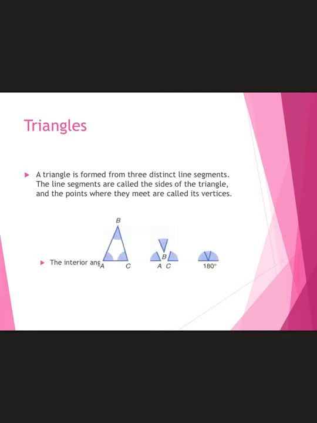So looking at triangles, a triangle is formed from three distinct line segments. The line segments are called the sides of the triangle, and the points where they meet are called vertices. So here we have interior angles. Interior angles are angle A, angle B, angle C. If you take all of those interior angles and put them together, you should get 180 degrees. So the inside of a triangle always adds to 180 degrees.